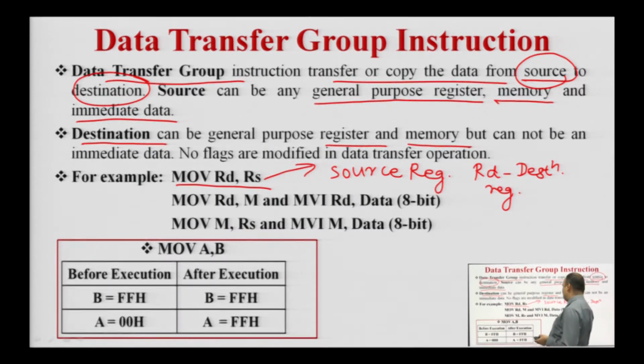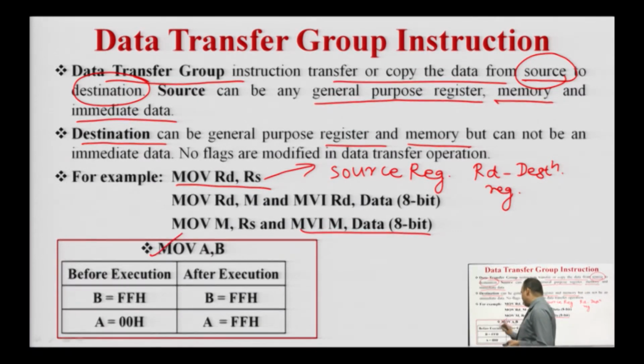MVI Rd, 8-bit data; MOV M, Rs, where Rs is the source register; MVI M, 8-bit data. So, these are the examples of the data transfer group instructions. Let us see the example of the instruction MOV A, B.